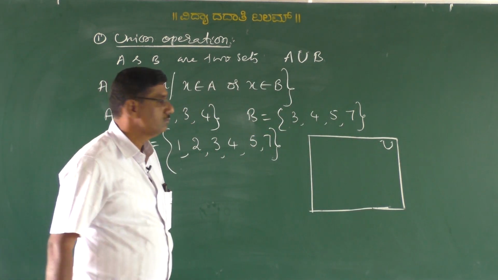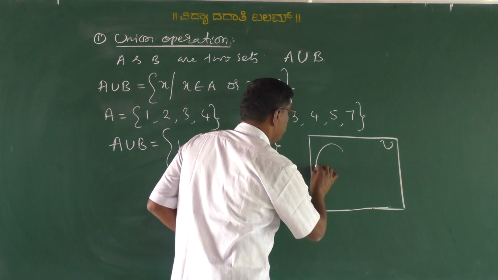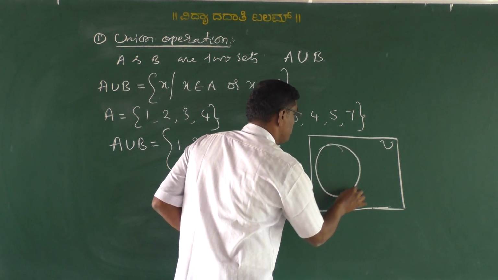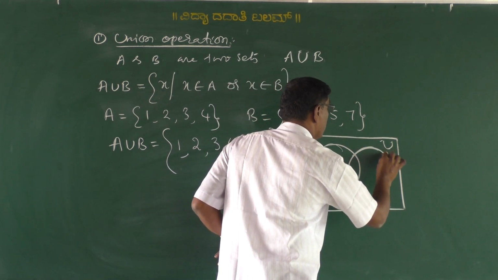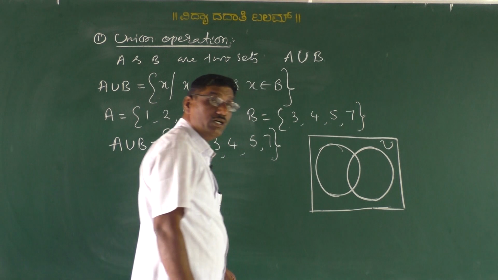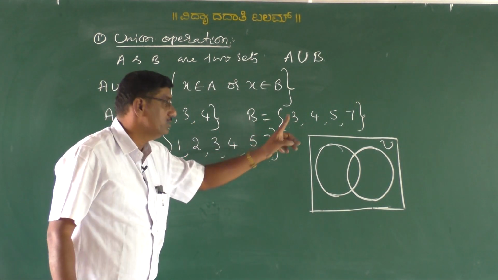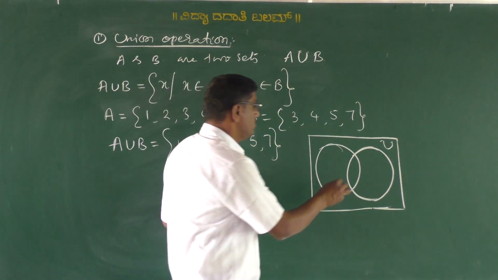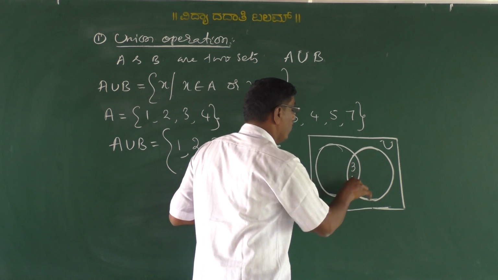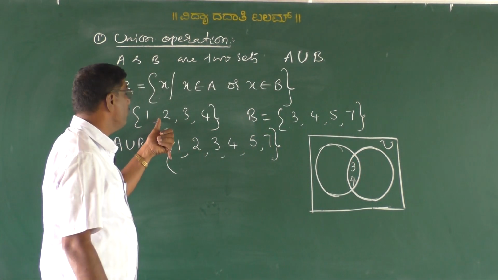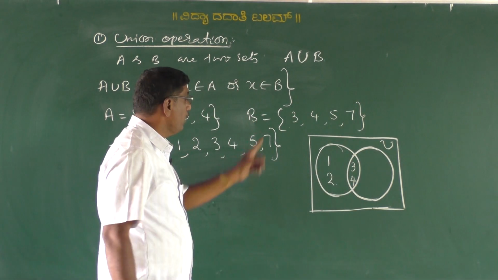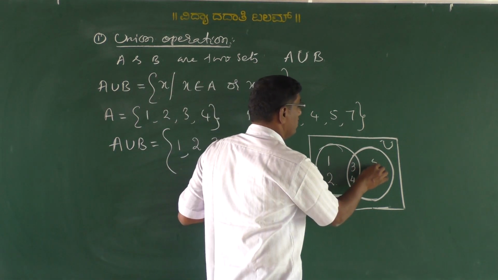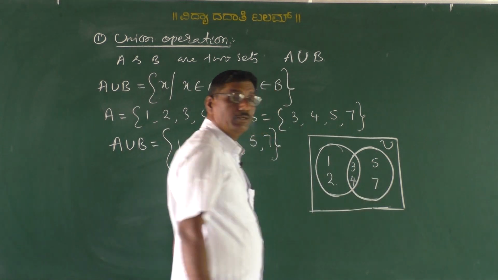Now this is the set A. This is the set B. Here two sets are intersecting because of their common elements. The common elements are 3, 4. The remaining elements of A are 1 and 2. The remaining elements of B are 5, 7.